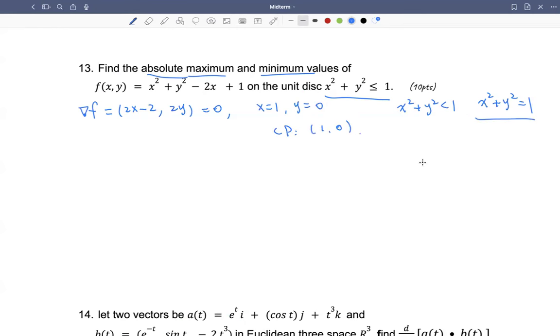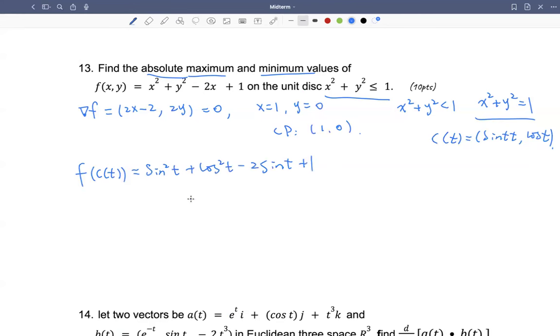Now what do we do on the boundary? We need to use parameterization. Remember, how do we parameterize a unit circle? We say c of t equals (sine t, cosine t). So we can consider f of x, y as f taking the path as input. So x equals sine t, we get sine squared t plus cosine squared t, minus 2 times sine t, plus 1. So this is a function in terms of t. You can think of this as just some function g of t.